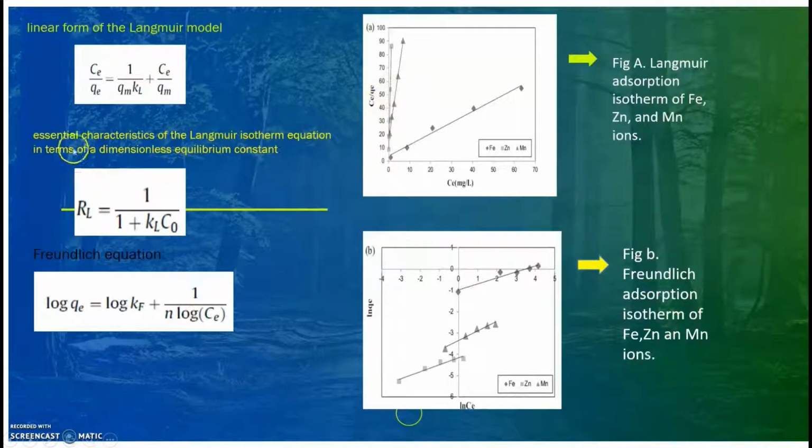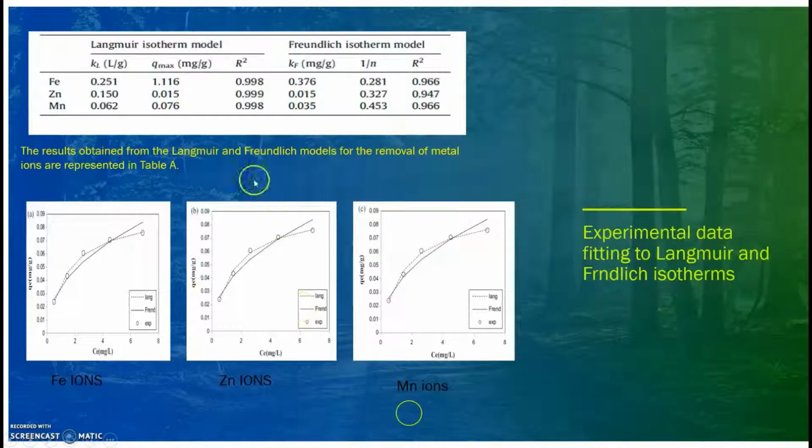Okay, next is the essential characteristic of the Langmuir isotherm equation in terms of dimensionless equilibrium constant. This is the formula, and RL indicates the type of isotherm to be either irreversible, favorable, or linear. Okay, this is the Freundlich equation. This is a table of results obtained for the Langmuir and Freundlich model for the removal of metal ion.